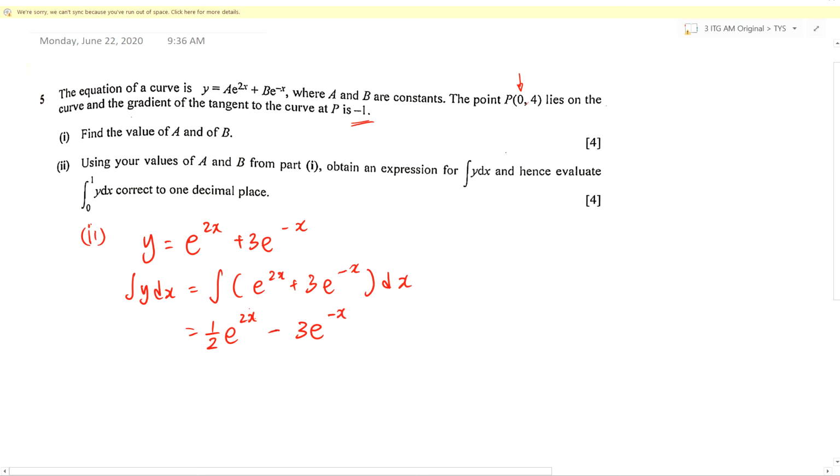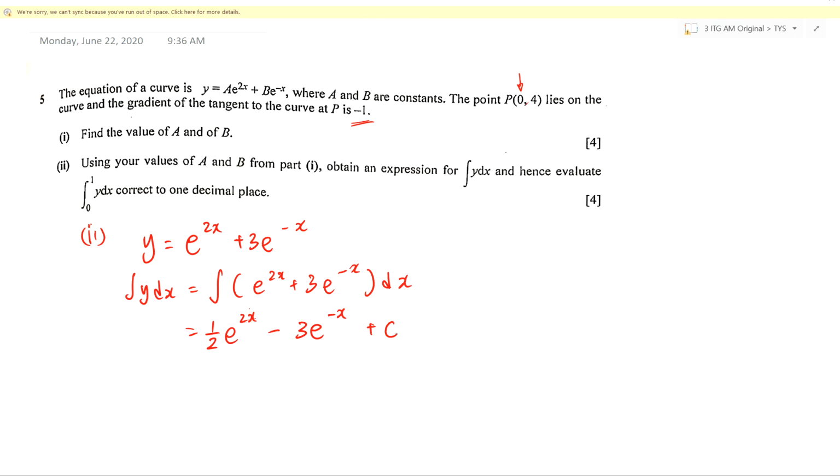Okay, so this is after integrating. But this is an indefinite integral. We don't have any limits over here. So we need to add an arbitrary constant c, because I don't know what value that is. So this is the integration.